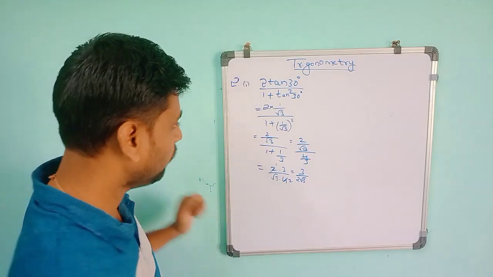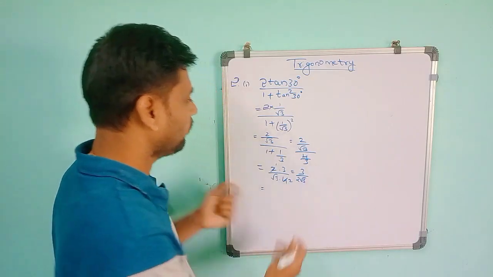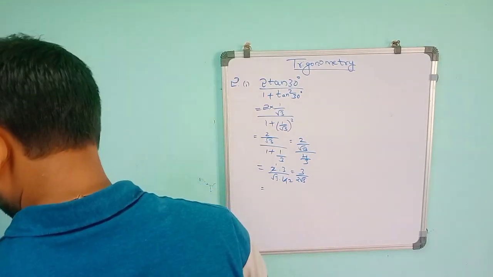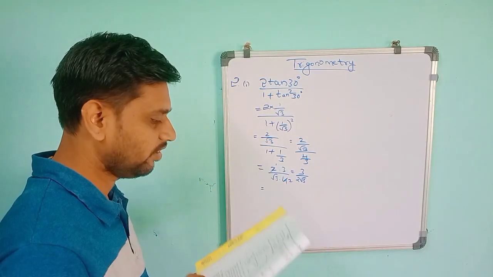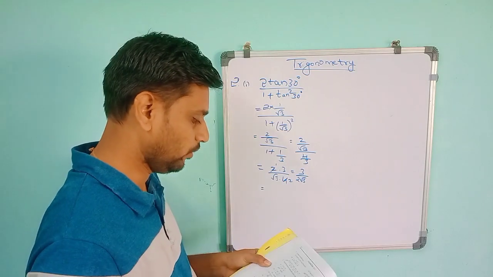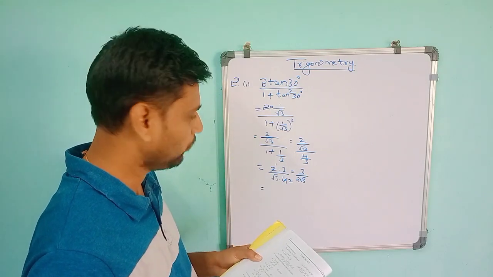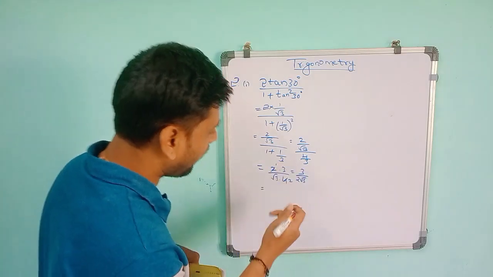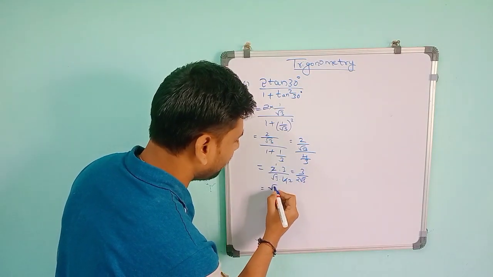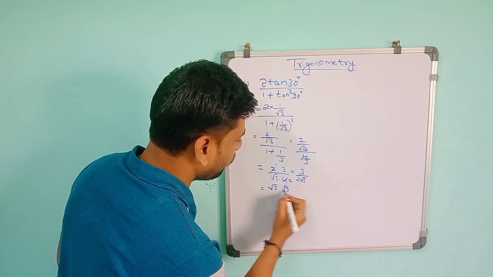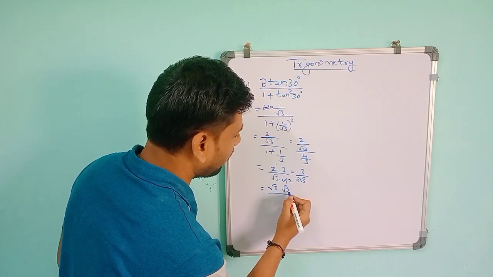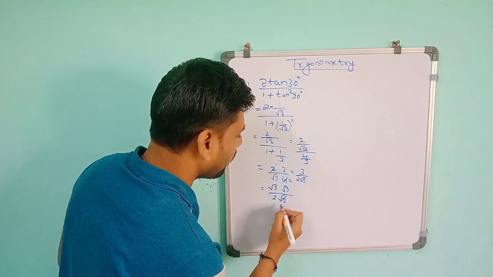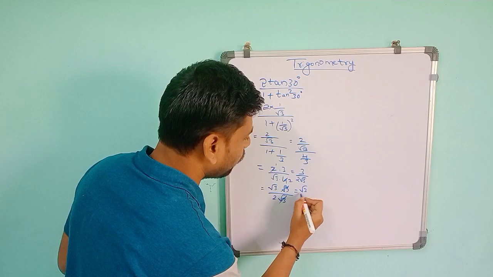Because 3 by 2 root 3 is not there in the given options, sin 60 is nothing but root 3 by 2. Cos 60 is 1 by 2, but it is not there in the answer. So you can simplify more. So 3 you can write as root 3 into root 3. Root 3 into root 3 is 3 only, because root 9 value is 3. So root 3 by root 3. So if you cancel root 3, the answer will be root 3 by 2.